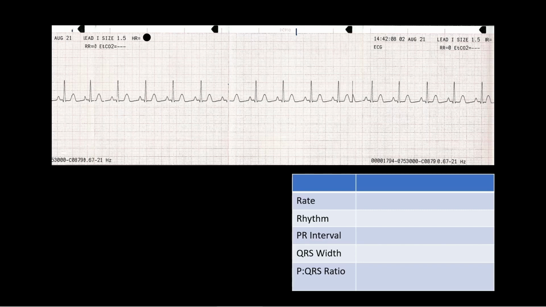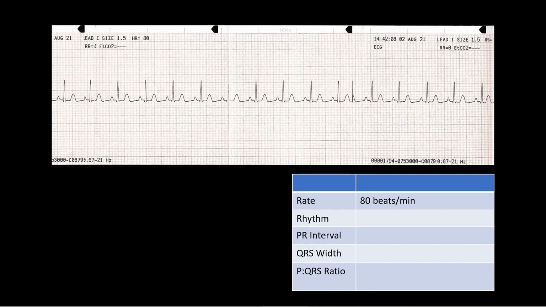If we use the countdown method and we go from here, we say, okay, this is going to be the starting point, and we're going to say 300, 150, 100, and a little bit faster than 75, so we're saying roughly 80 beats a minute. So we get about 80 beats a minute, and when we look at the printout on the strip, it agrees with us.